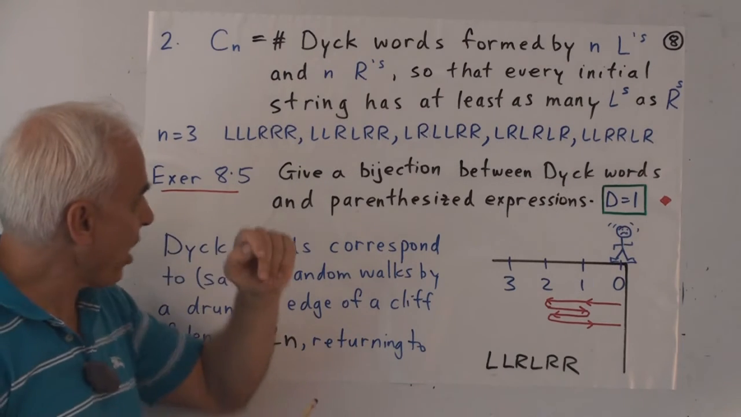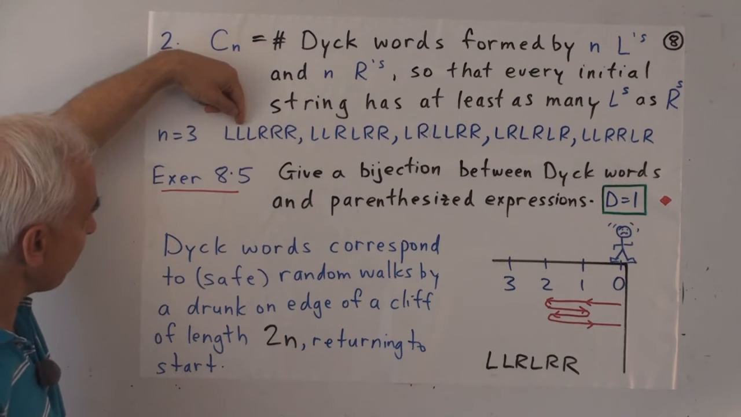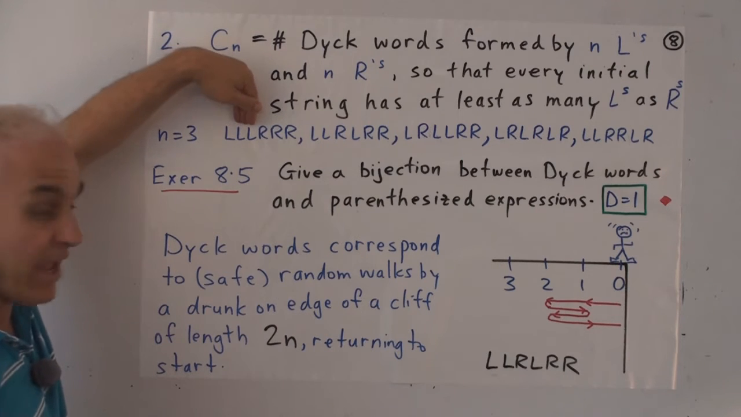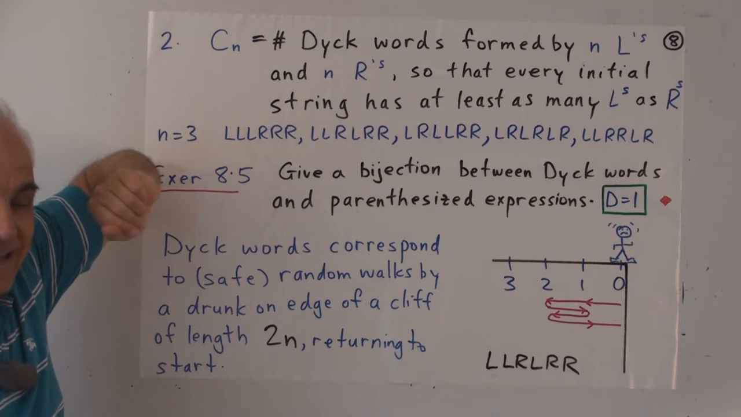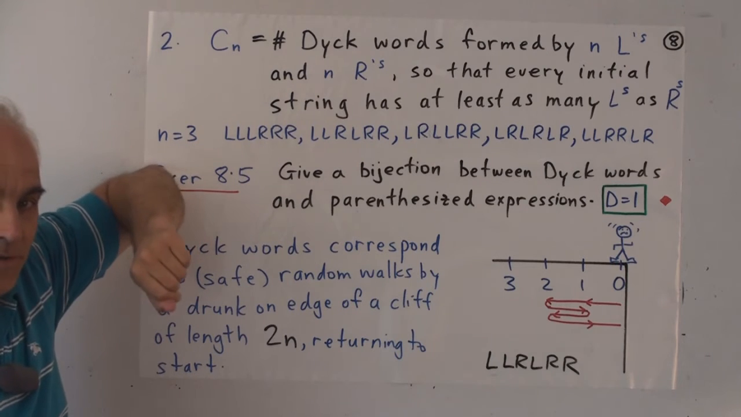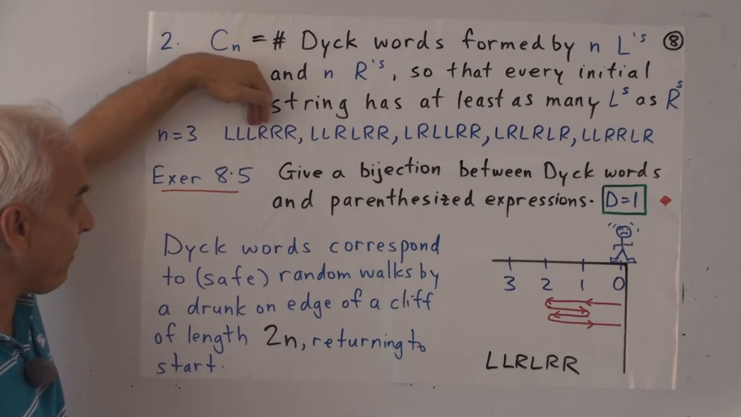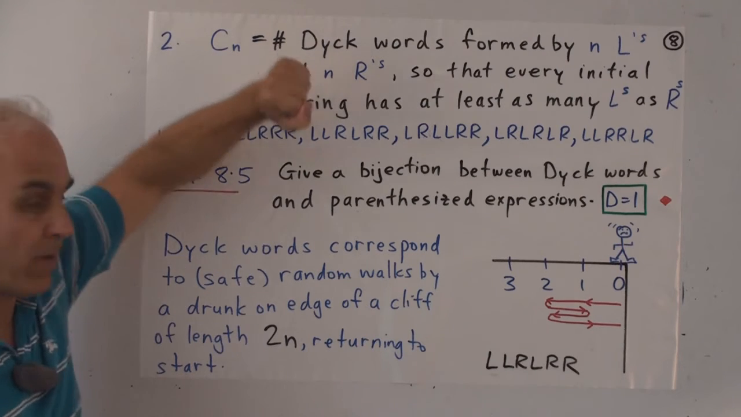But it should have the following property: as we keep going from left to right, at every stage, if we're counting the number of L's and R's, we always have at least as many L's as R's. So the number of L's dominates the number of R's all the way through.